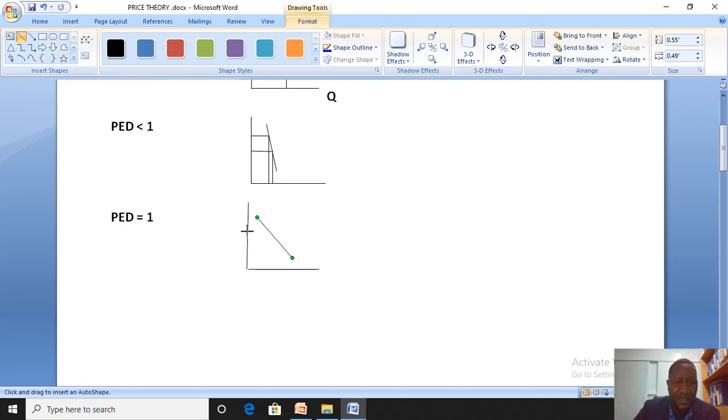What this implies is that the percentage change in price causes the same percentage change in quantity demanded. If we change price by 10%, for example, quantity demanded changes by the same percentage. So you have to make sure that the gap on your price side is the same as the gap on your quantity side.